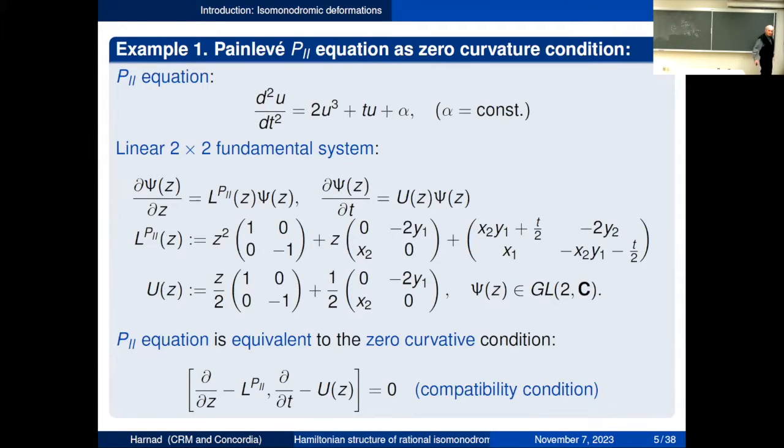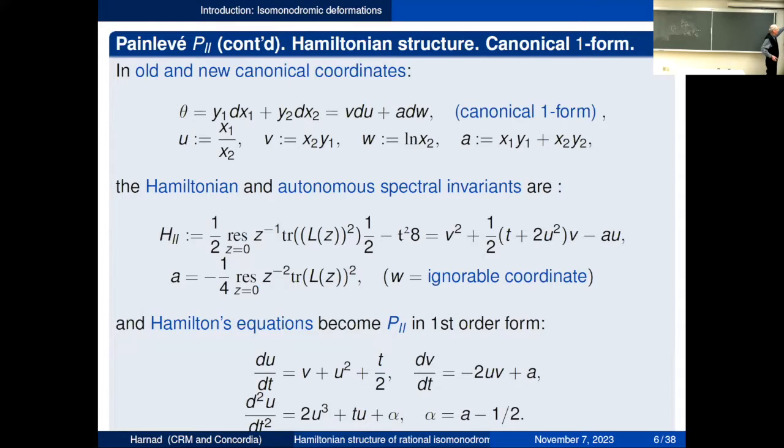That's a zero curvature condition. Everything that you see in this example will occur in the general case. And okay, I said it was canonical coordinates, so I want to think of these as canonical coordinates on a 4-dimensional space.